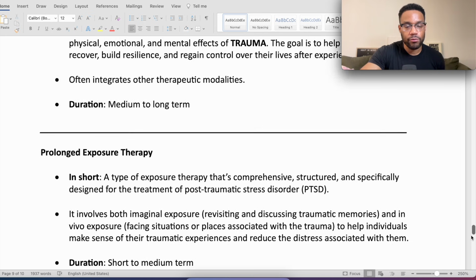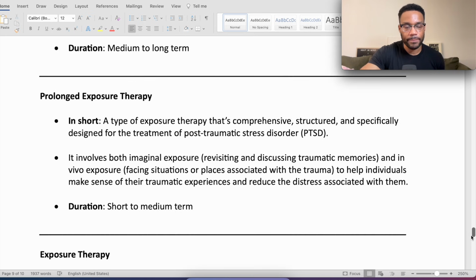Then we're going to get into prolonged exposure therapy. In short, a type of exposure therapy that's comprehensive, structured, and specifically designed for the treatment of post traumatic stress disorder or PTSD. It involves both imaginal exposure, so that's revisiting and discussing traumatic memories, and in vivo exposure, so facing situations or places associated with the trauma to help individuals make sense of their traumatic experiences and reduce the distress associated with them. In duration, consider short to medium term.